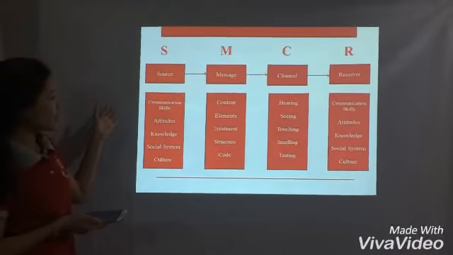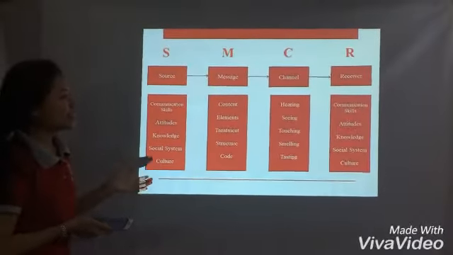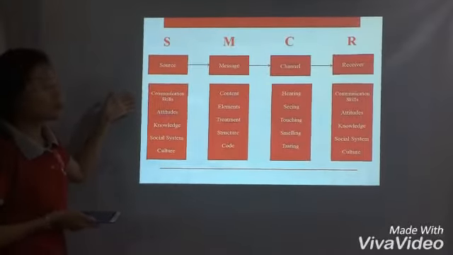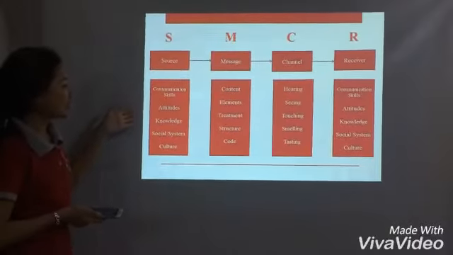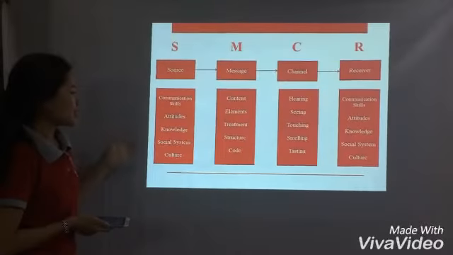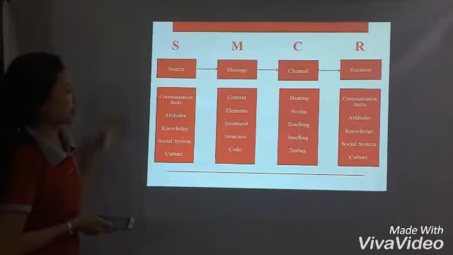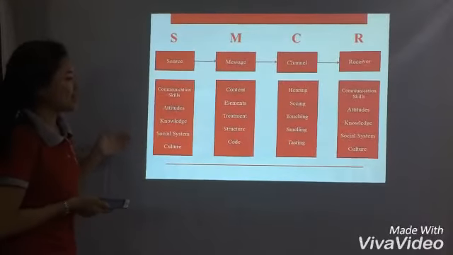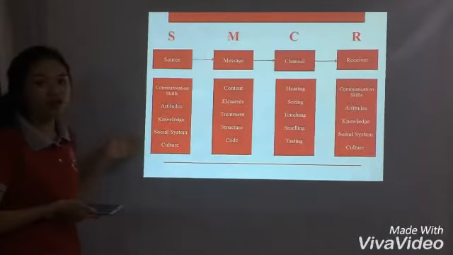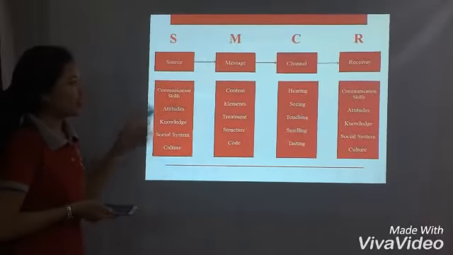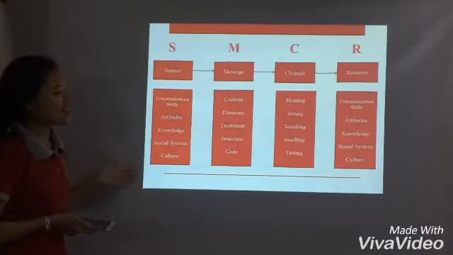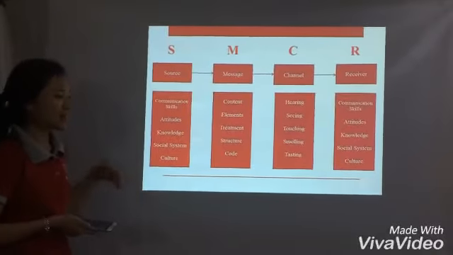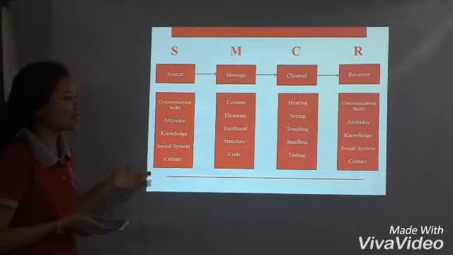So this is the SMCR diagram of Berlo's theory of communication. S for the source, M for message, C for channel, and R for receiver. Under the source is the communication skills, attitudes, knowledge, social system, culture. Next is the message. Under it is the content, elements, treatment, structure, and code. Under the channel is the hearing, seeing, touching, smelling, and tasting. In other words, the 5 senses.